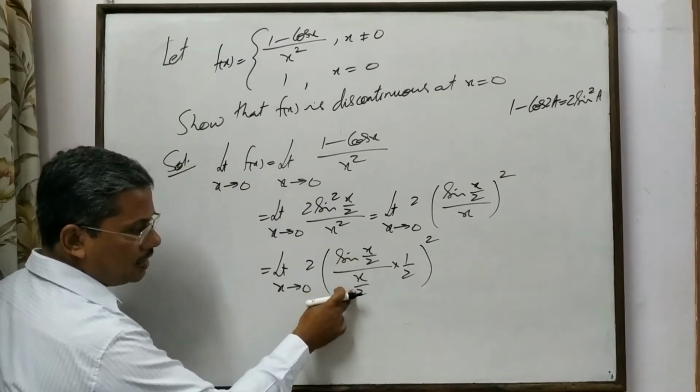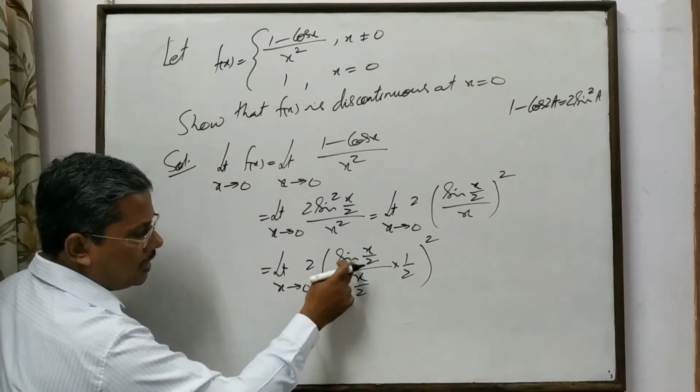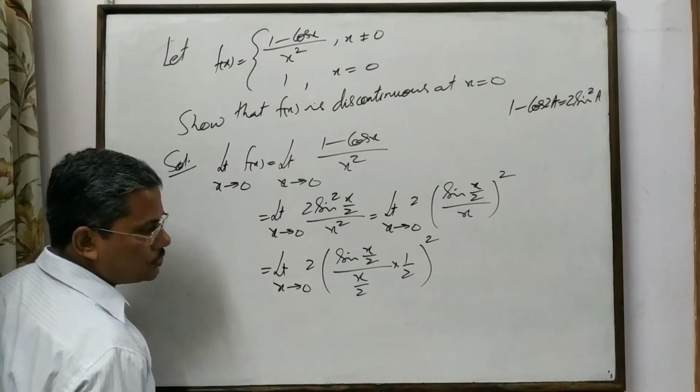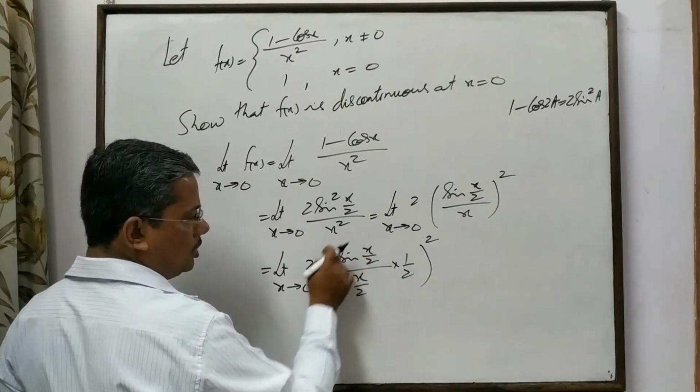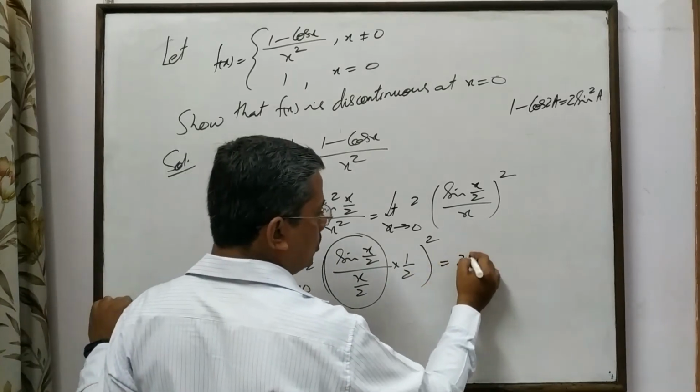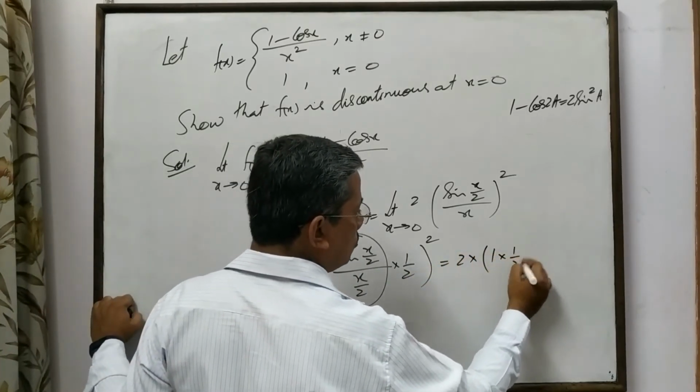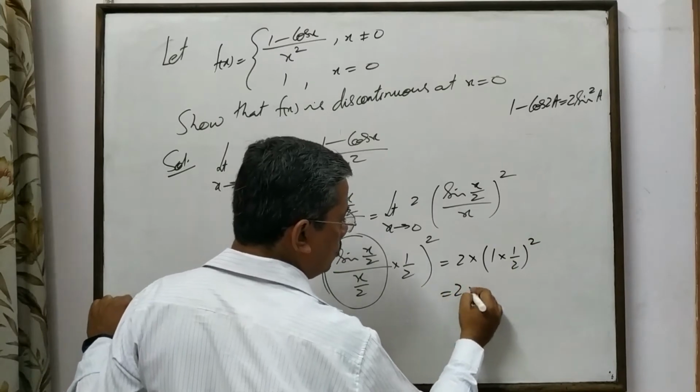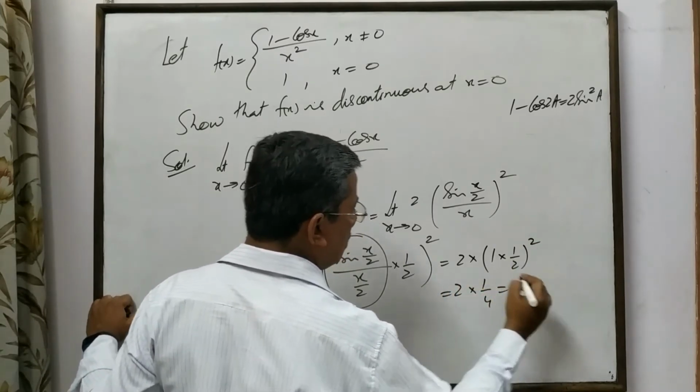Now this angle and denominator are equal, and as x tends to 0, x by 2 also tends to 0. So this limit comes out to be 1. So you have 2 into 1 into 1 by 2 the whole square. This is 2 into 1 by 4, which is 1 by 2.